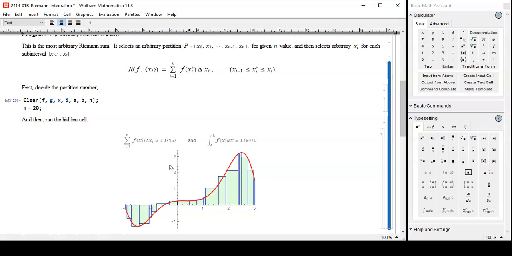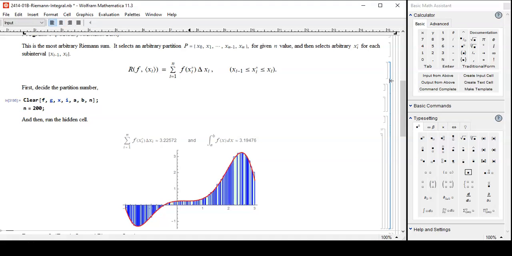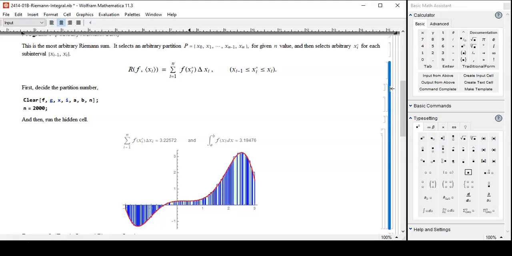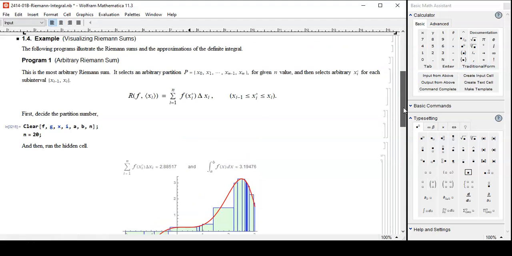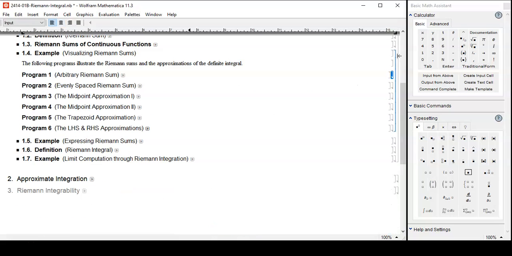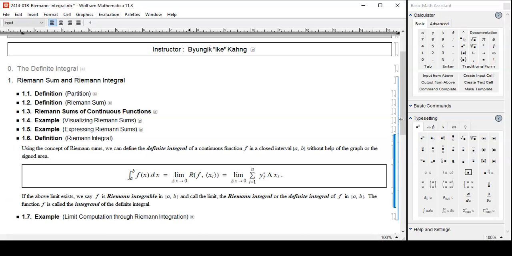And here's a visualization. Looks like this approximation is terrible, but if we increase the partition number to 200 from 20, better, 2000, much better. So you see, if we take a higher partition number, even the worst possible case is improving like this. And that's the idea we adopt to define the Riemann integral.